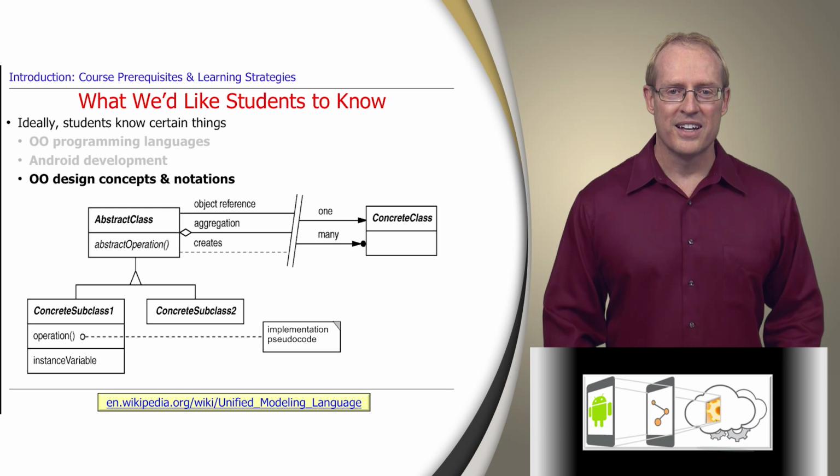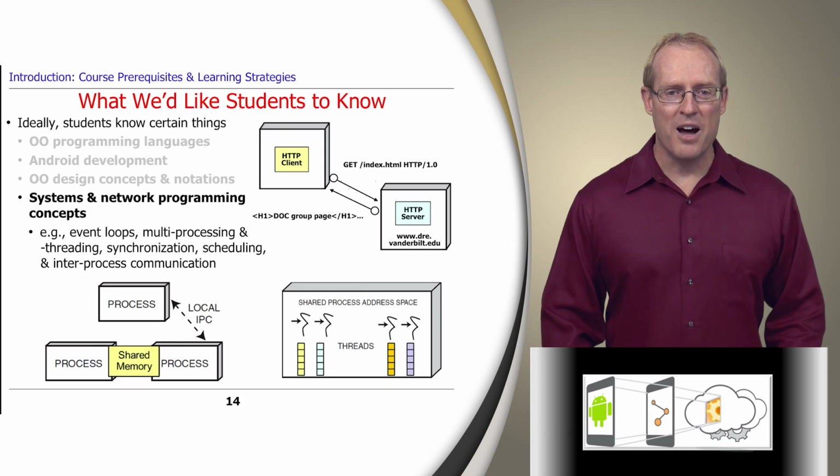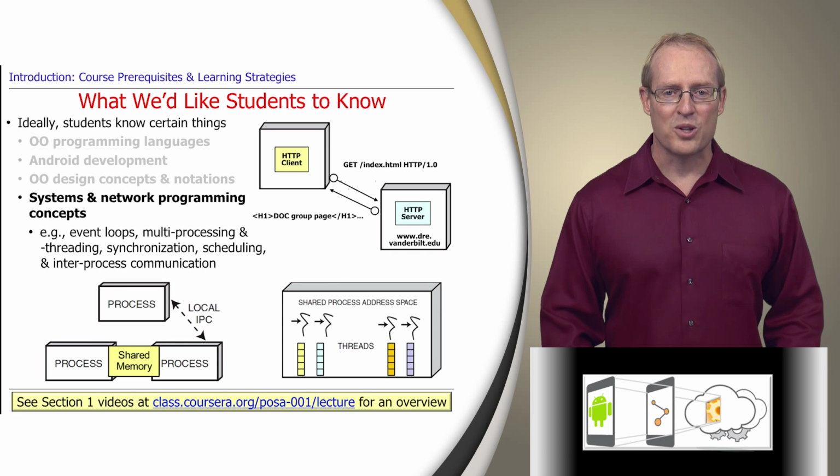Finally, it would be helpful if you're familiar with common systems and network programming concepts and mechanisms, such as event loops, multi-threading, multiprocessing, synchronization, scheduling, and local and remote inter-process communication. You don't need a deep background in these areas since we'll review them as needed throughout this MOOC. However, if you're interested in learning more about these topics, Section 1 of the 2013 POSA MOOC provides an overview at this link.